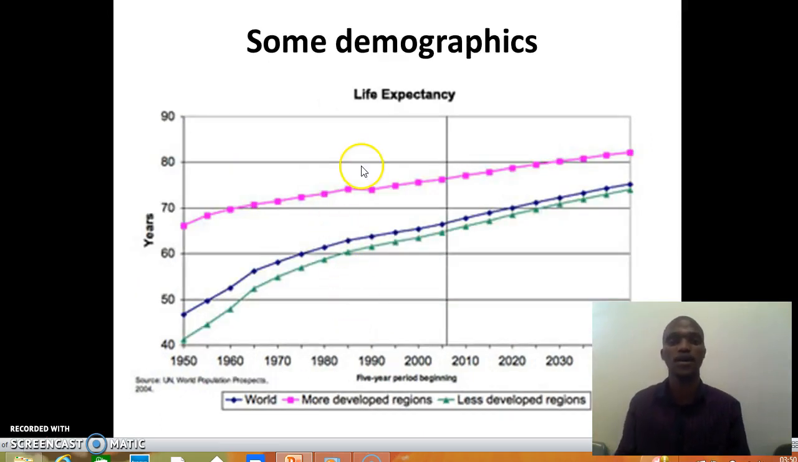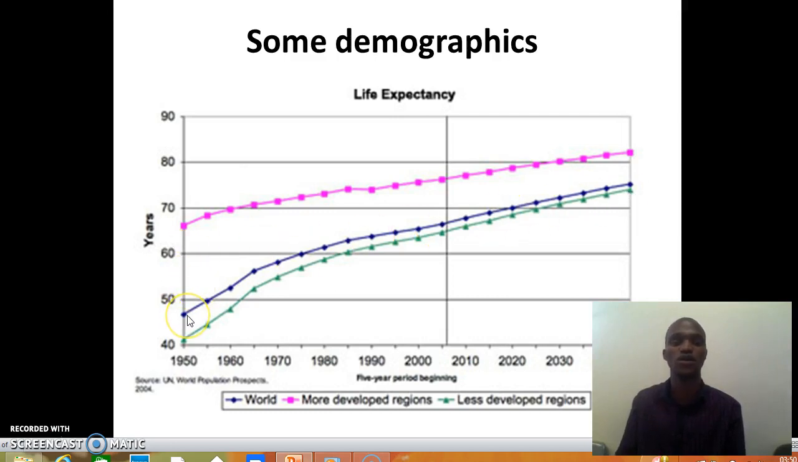Some also life expectancy. Here again we are showing that of the world, the more developed region, and the less developed region. As you can see, that of the more developed region is going from 60 to 85, and that of the less developed region from 40 years to maybe 65 or 64 or so.